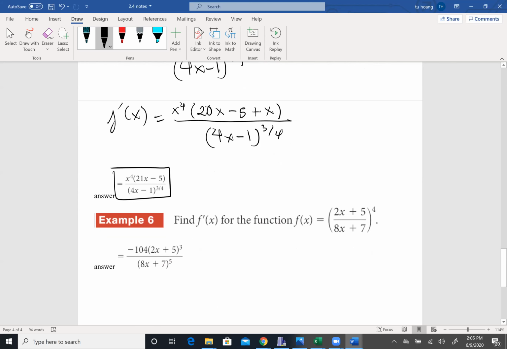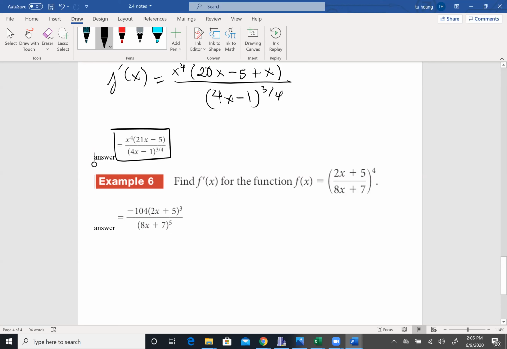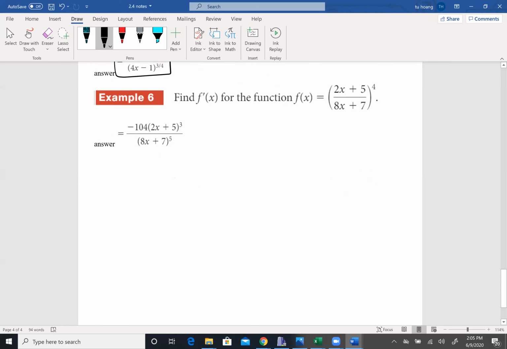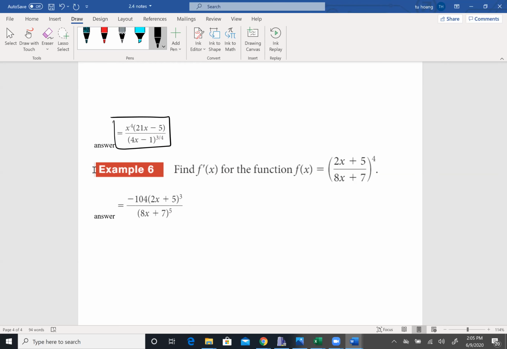So now there is only one more example, example 6 here. I would like to finish this. Okay.